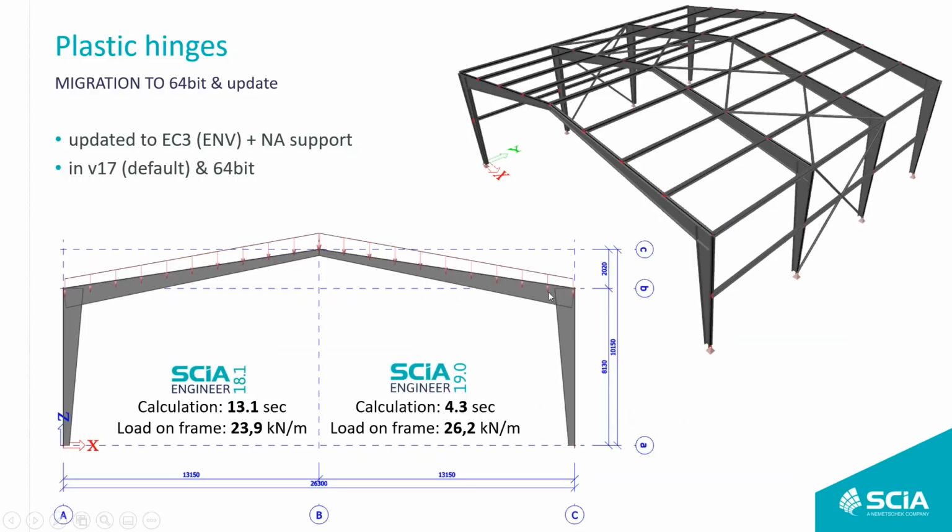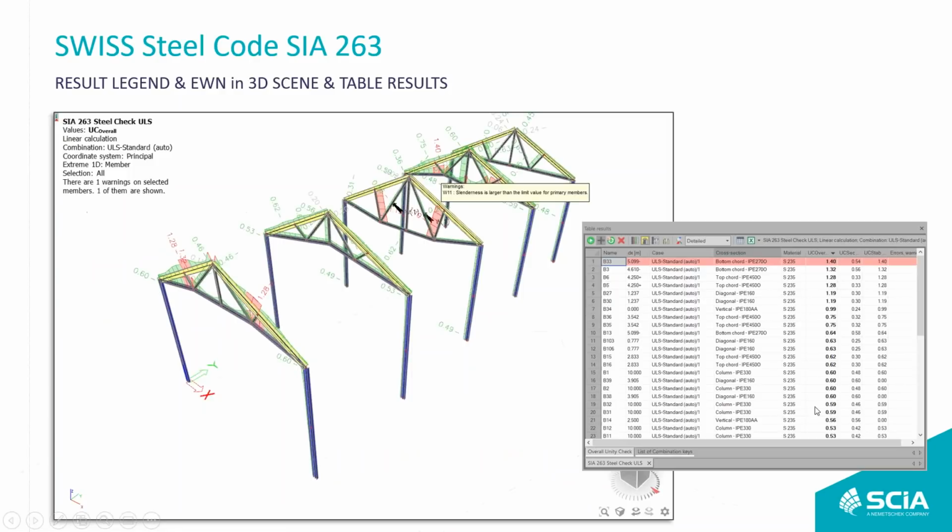So here I have, for this frame with variable cross sections, in version 18.1, it tells me that the maximum load that this frame can carry is 24 kilonewton meters, and in version 19 it's 26 kilonewton meters. That's about plastic hinges. Now, to revise the Swiss code, what did we see?